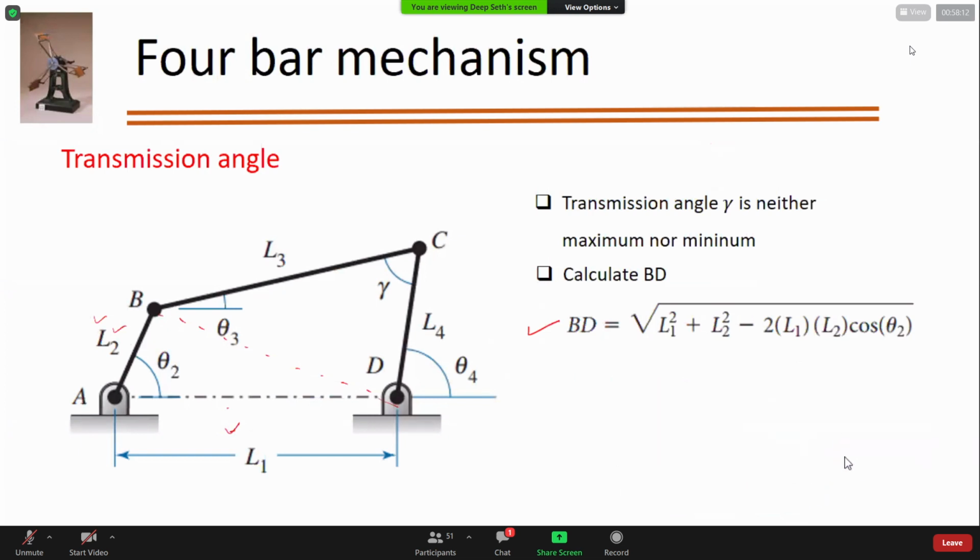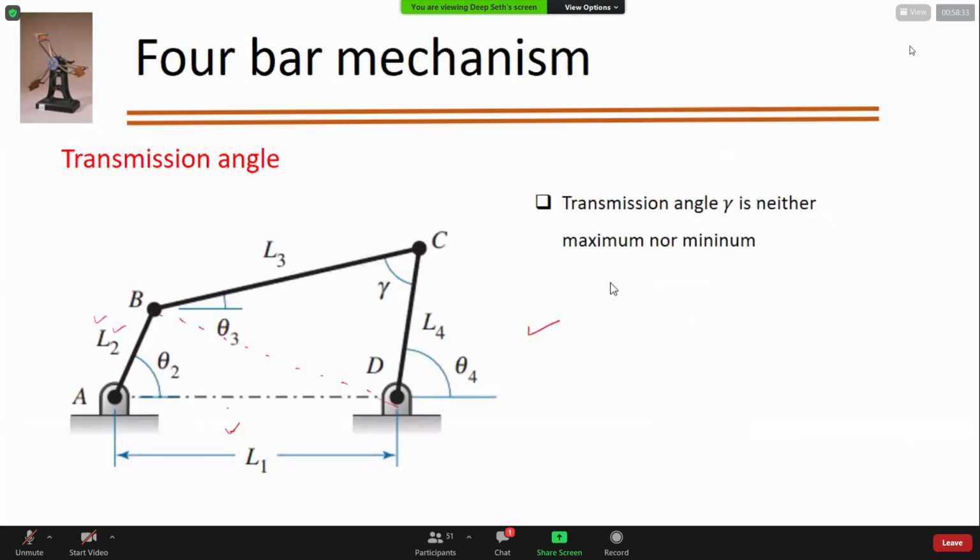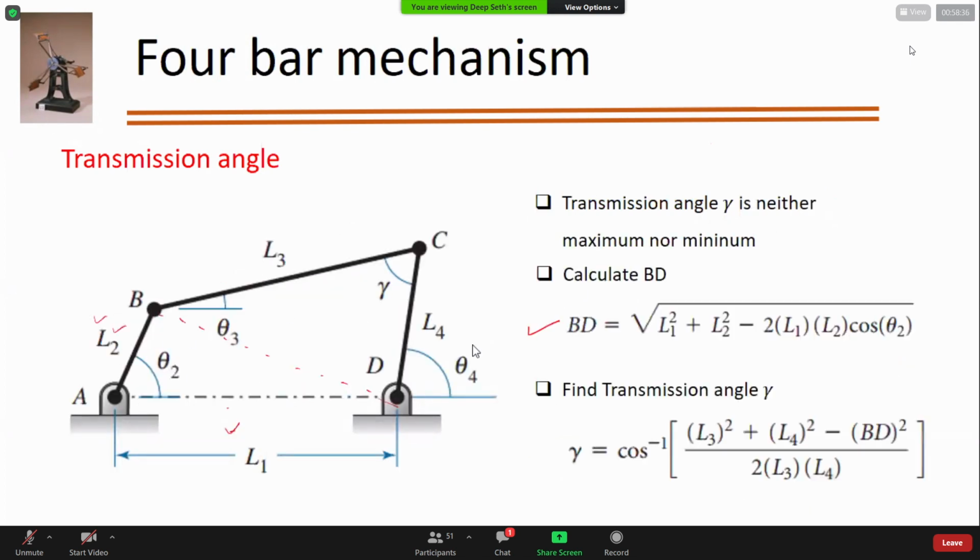BD is what we were using before as well. So BD was this and this before. For minimum it was B double dash D, and for maximum it was B dash D, which is nothing but L1 minus L2. But in this case, it cannot be L1 minus L2, so that's why we have to use this BD. Like that, you can find any transmission angle gamma intermediately between the maximum and minimum of gamma.